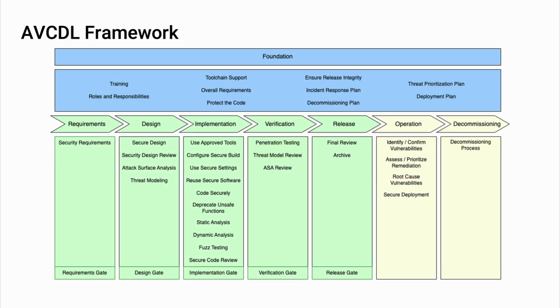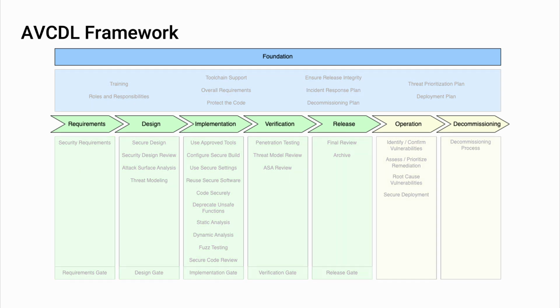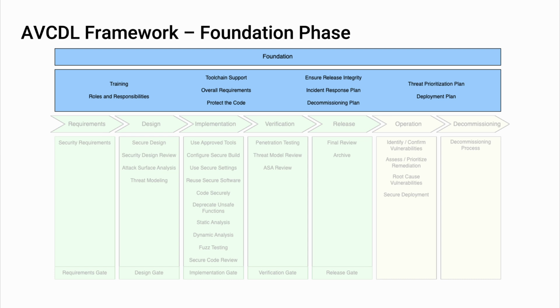Here's an overview diagram of the AVCDL framework. It has roughly 70 processes spread across 8 phases. These are foundation, requirements, design, implementation, verification, release, operation, and decommissioning. They're collected into 3 groups. The first, the foundation phase, contains those processes we do across the entirety of the product line. We establish these processes once and apply them to every project.